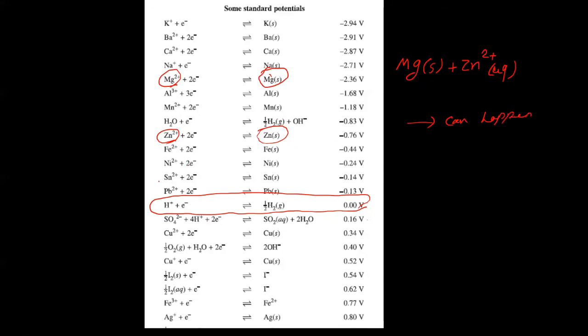Now I want to see if the reaction between Pb solid and Sn2+ aqueous can happen. I see Sn is on top. We should see if Pb can give electron to Sn2+. No, it can't, because Pb likes to gain electrons. If there's a competition between Pb and Sn for gaining electron, Pb is the winner. So Pb is not going to give electron to Sn, and no reaction is happening.